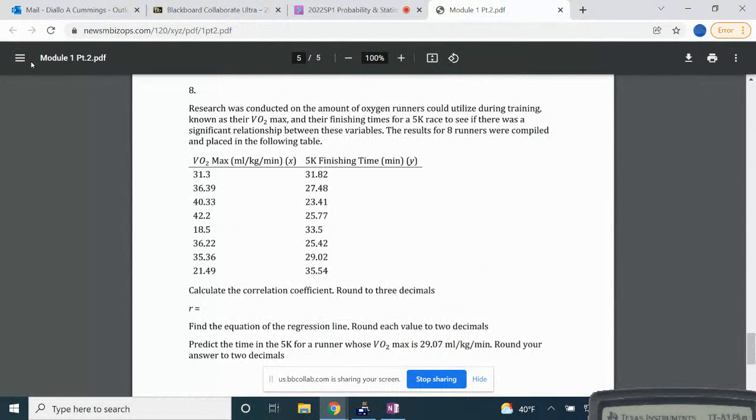And we're going to finish the very last problem that we were doing in class. In this problem, research was conducted on the amount of oxygen runners could utilize during training, known as their VO2 max, and their finishing times for a 5K run. We're asked to see if there's a significant relationship between these two variables, and we're given the results from 8 runners below. As we can see, on the left-hand side we're given the amount of oxygen, and on the right-hand side, we're given the finish time for a 5K run.